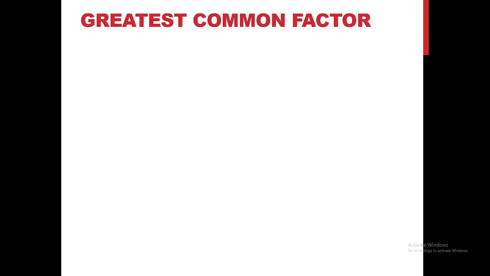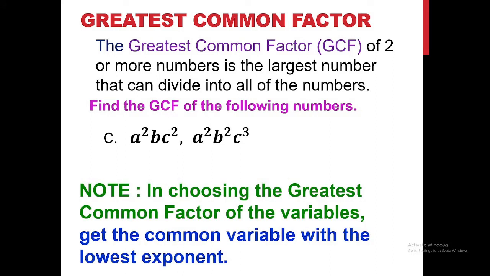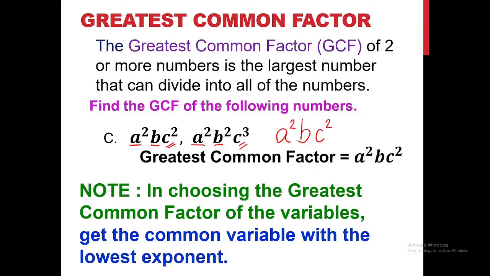Now, what if you're given variables, like this one? How do we determine the GCF of variables? It's so simple. You just get the common variable and the lowest exponent for that variable. If I'm going to have this example, A is common. I'll be writing A. What will be the exponent of A? What's the smallest exponent of A in the given? 2. You write 2 there. B is also common. Between B and B squared, which is the least exponent? B. Between C squared and C cubed, what has the least exponent? C squared. That's how you determine the GCF of variables. That will be our GCF: A squared, B, C squared.